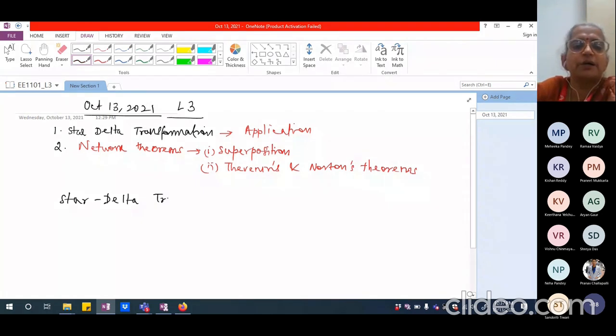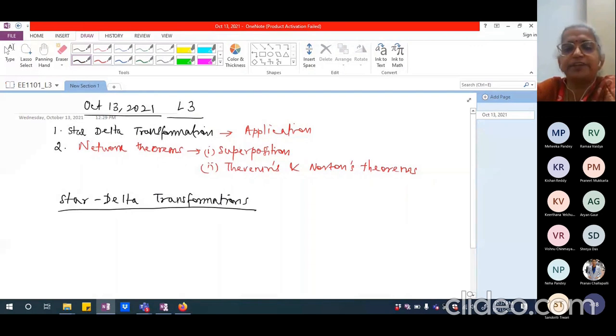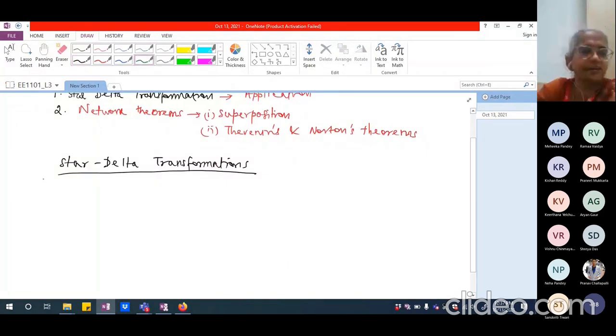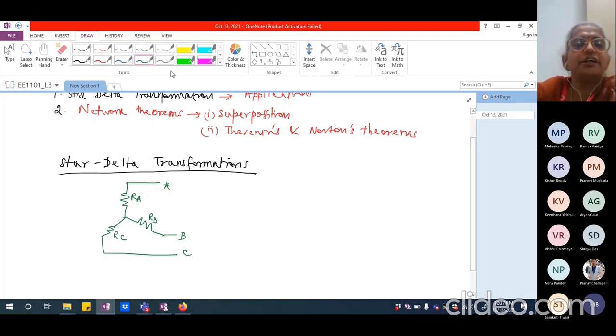So I asked you to complete the derivation in the last class. I hope you have done. If you have not done, let me give you the final expression and then please verify it by deriving it once again. So for the star delta transformation, let us say I have three terminals, A, B and C. And let us say I have RA connected to the A terminal, RB connected here and RC connected here.